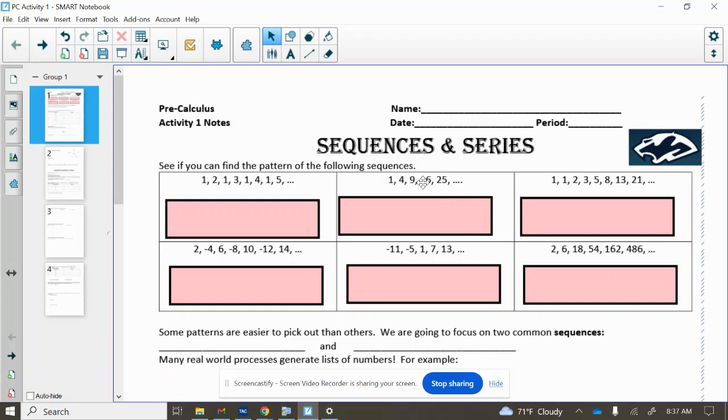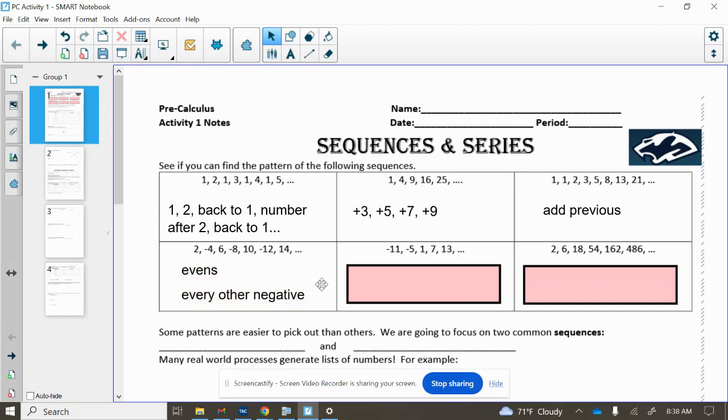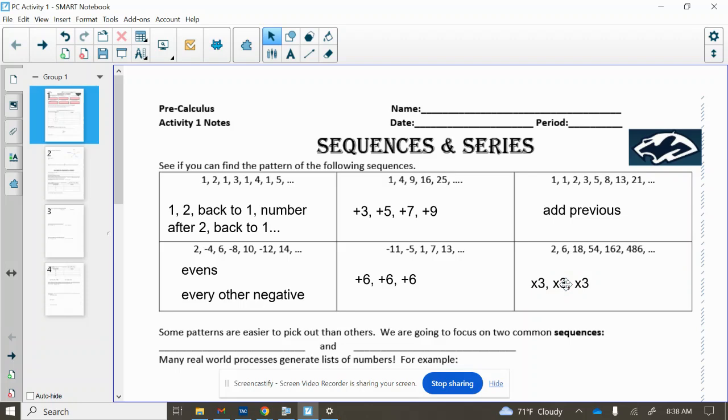Some are trickier than others, but you may notice that with this first one, every other number is 1. So it's 1, 2, back to 1, then 3, back to 1, then 4, back to 1, 5, continuing on. Next one is adding 3, 5, 7, 9. The next one, you are adding the previous two numbers to get your next. These are all even numbers, but every other one is negative. And then we have adding 6 each time and multiplying by 3 each time.